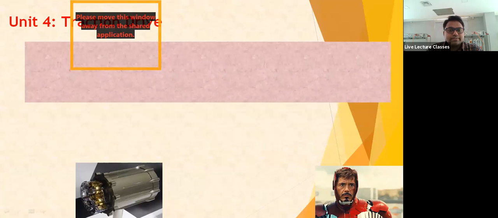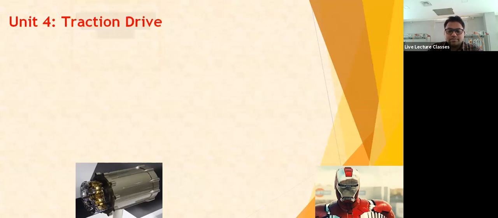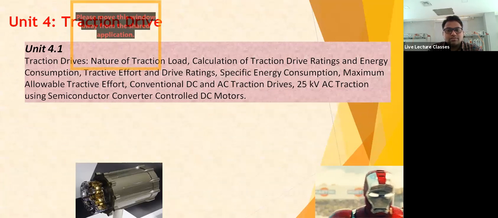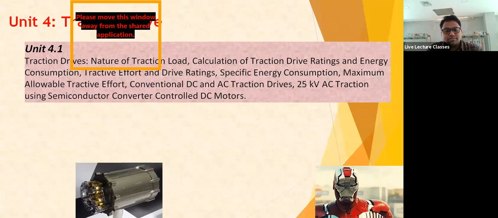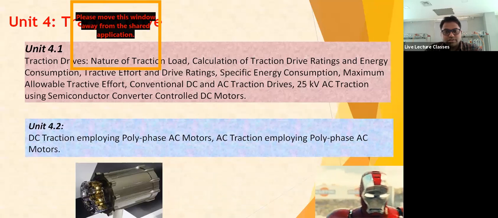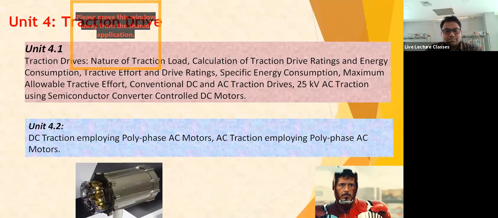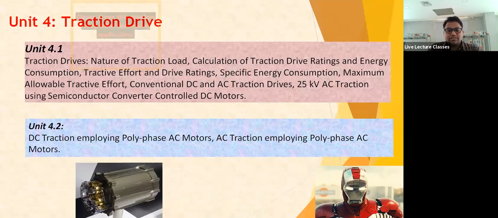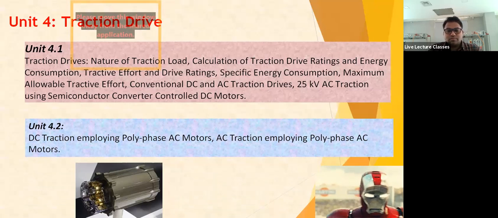Start. Just a second. So then we have the traction drive, where we'll be learning the nature of traction load, the calculation of traction drive ratings, energy consumption, tractive effort, and drive ratings, specific energy consumption, maximum allowable tractive effort, conventional DC and AC traction drives, 25 kV AC traction, semiconductor converter controlled DC motors, and then DC traction employing polyphase AC motors, and AC traction employing polyphase AC motors.